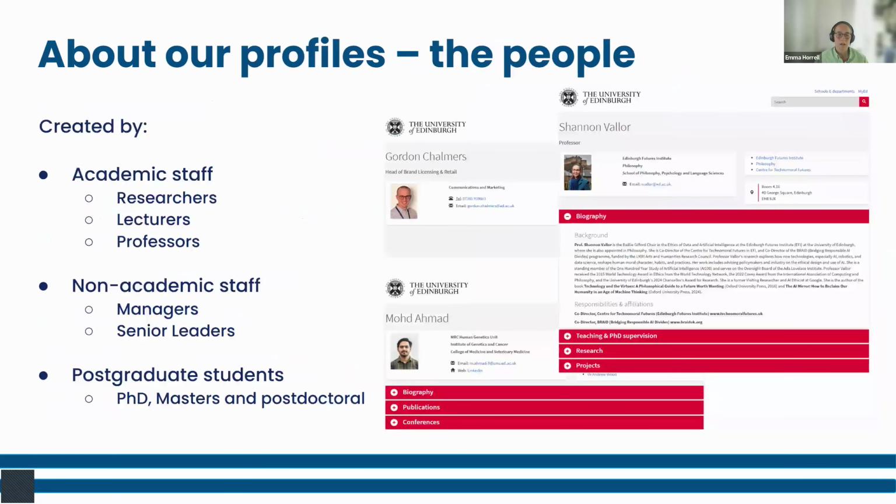So this is a talk about staff profiles. I wanted to establish what I mean when I'm talking about staff profiles at Edinburgh. Essentially, formatted web pages featuring individuals at the university. So the people who own profiles include our academic staff, but also non-academic staff as well.